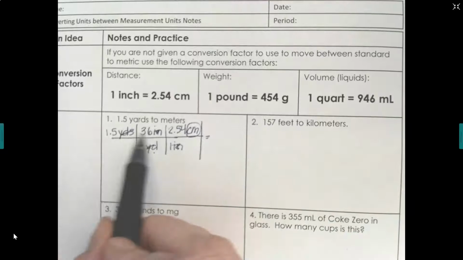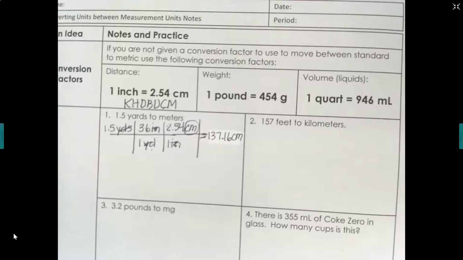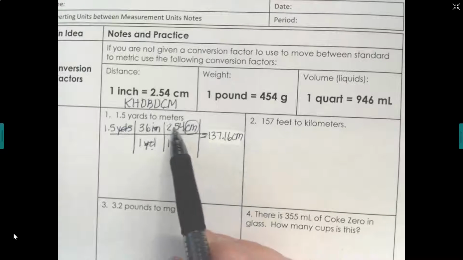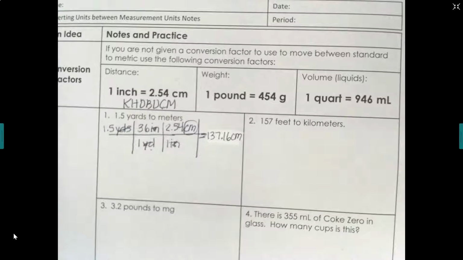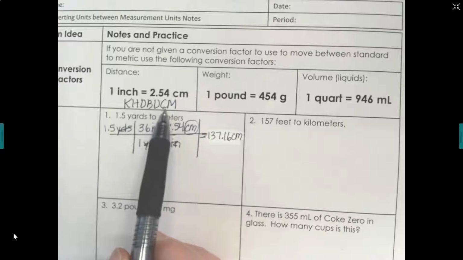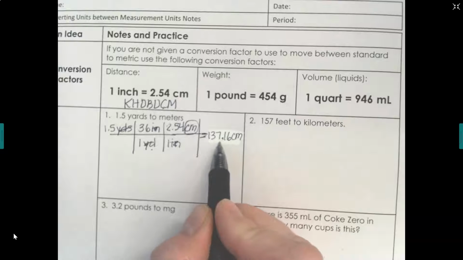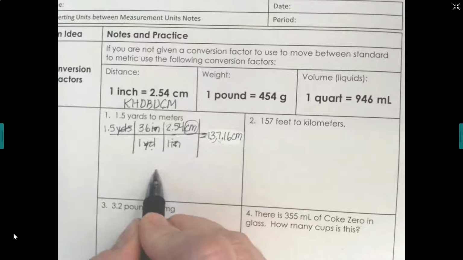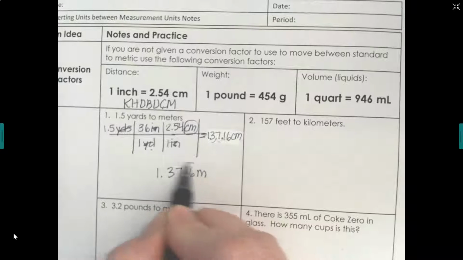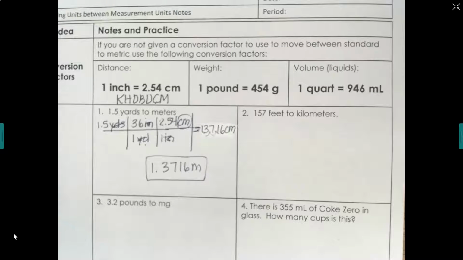So if you multiply across top and bottom, you end up with 137.16, and remember this is in centimeters. We need to be in meters, so if we look up here, we have King Henry died by drinking chocolate milk. In centimeters to meters, I need to move the decimal 2 places to the left, 1, 2. So the final answer will be 1.3716 meters.